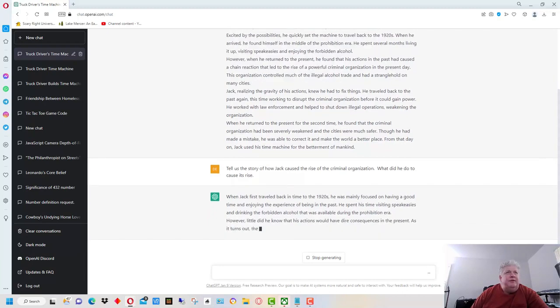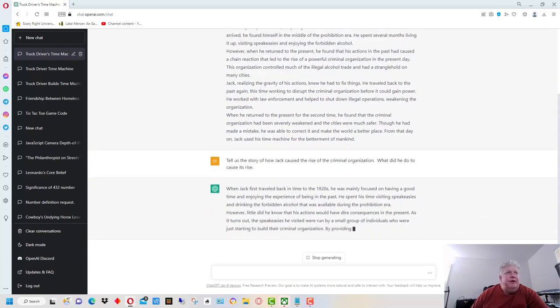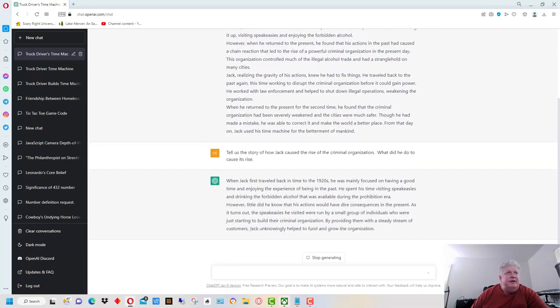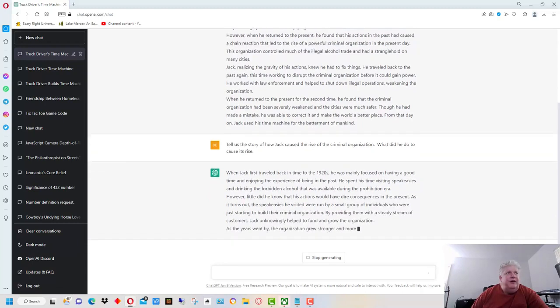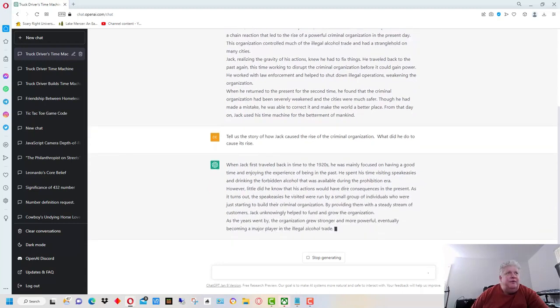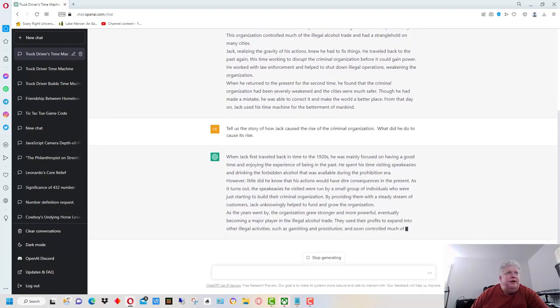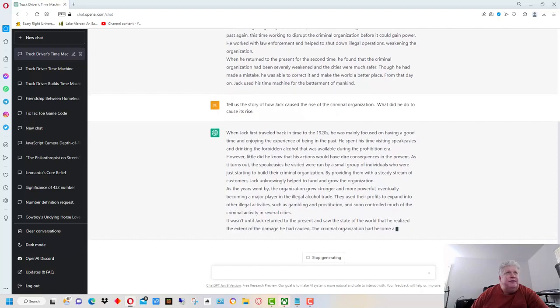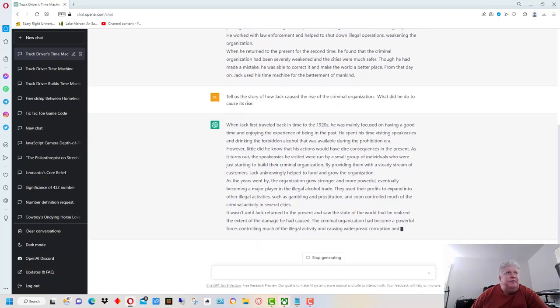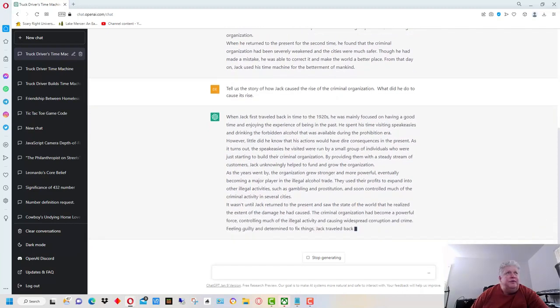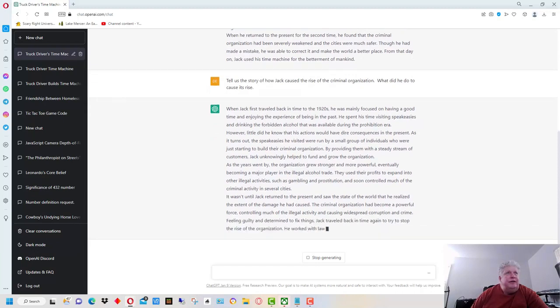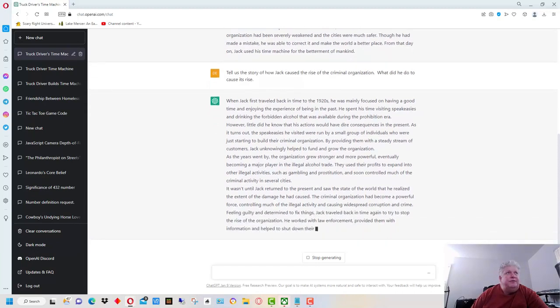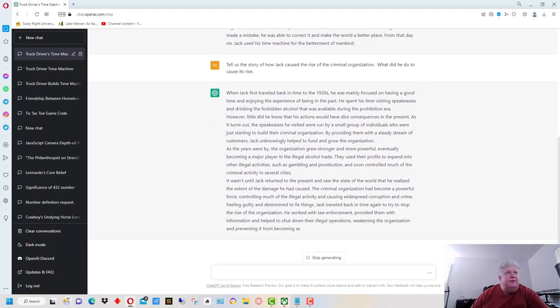When Jack first traveled back in time to the 20s, he was mainly focused on having a good time and enjoying the experience of being in the past. He spent his time visiting speakeasies, drinking the forbidden alcohol that was available during the Prohibition era. However, little did he know that his actions would have dire consequences in the present. As it turns out, the speakeasies he visited were run by a small group of individuals who were starting to build their criminal organization. By providing them with a steady stream of customers, Jack unknowingly helped to fund and grow the organization.